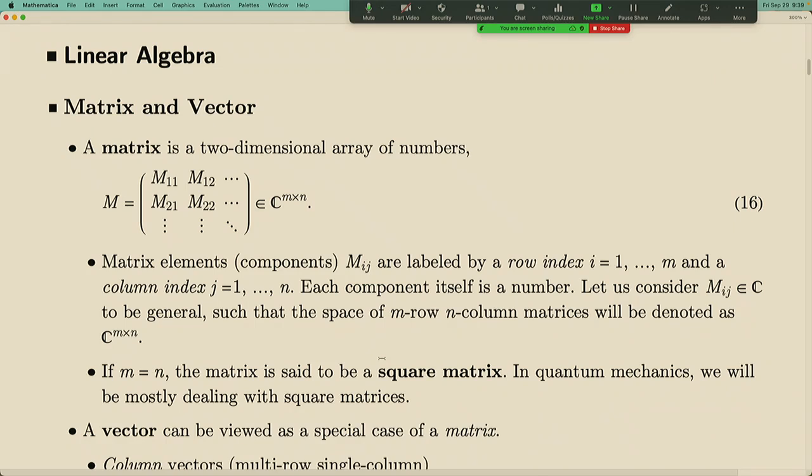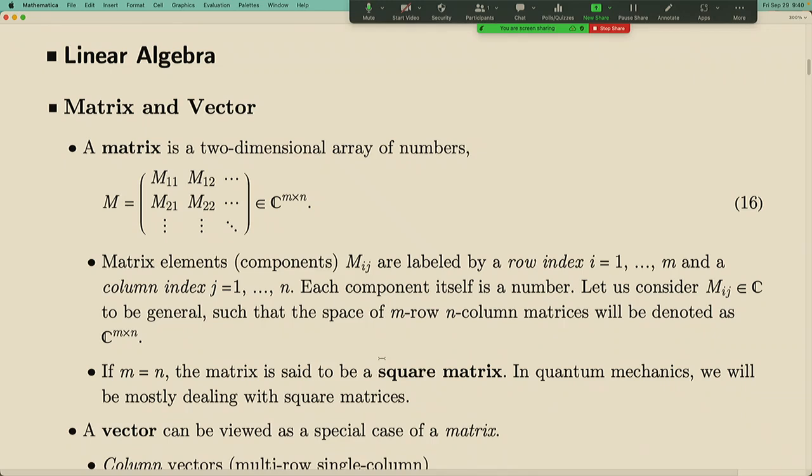We just talked about a vector being an array of numbers, and a matrix is just a two-dimensional array of numbers. Here is an example of a matrix. You have a two-dimensional array where every matrix element is labeled by a row index and a column index, because it's two-dimensional, so it has multiple rows and multiple columns. The row index goes, for example, from 1 to m. There are m different rows. And the column index may go from 1 to n. There are n different columns. And then every matrix element, considering the most general case, is a complex number, because a real number is just a subset of complex numbers, right?